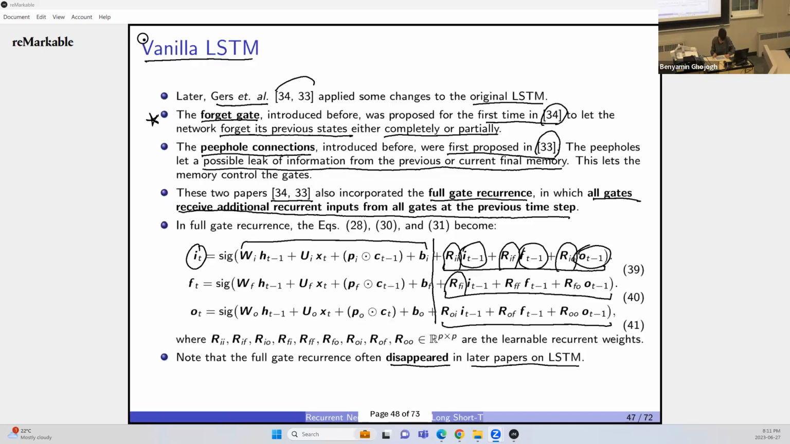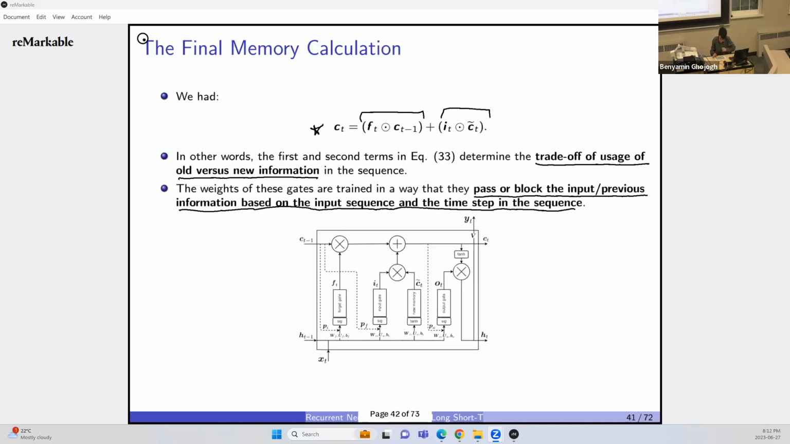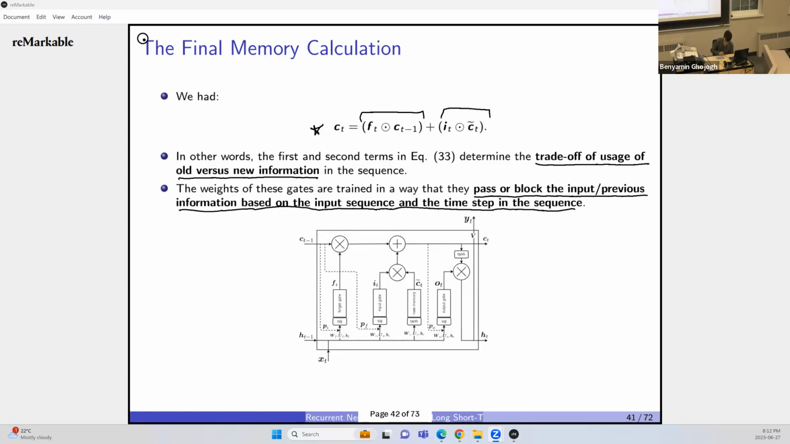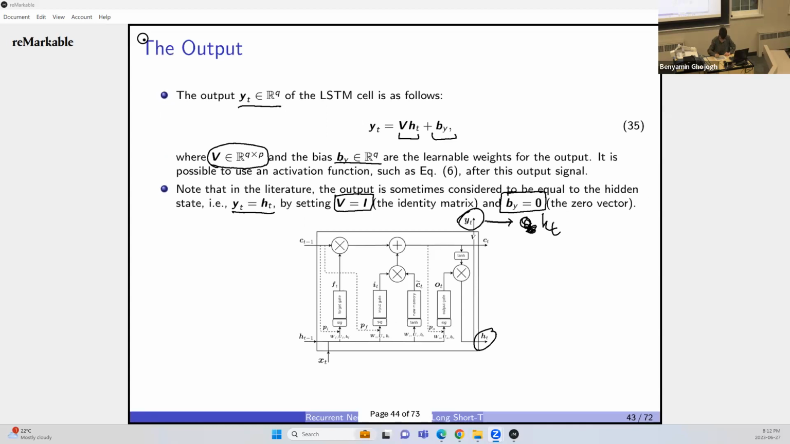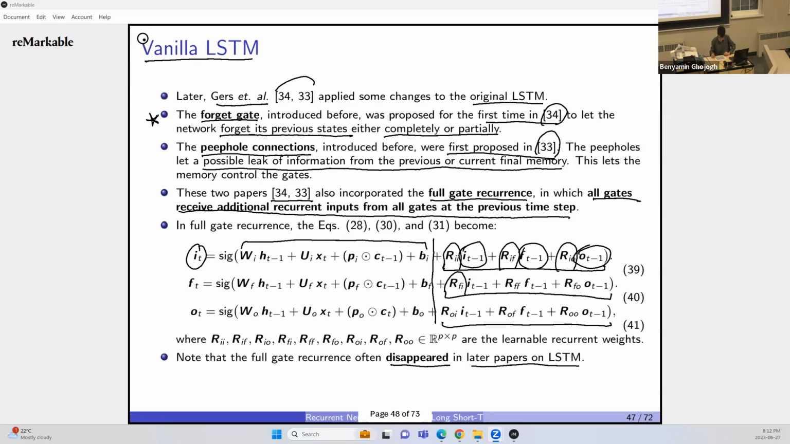(32, 34). So this was 32. We had CT tilde, right? And 34, we have CT. They have been combined into one thing for the GRU cell. They were different things. Now we have one thing there. So we have CT tilde and CT, but now we don't have that. In GRU, it has been simplified.